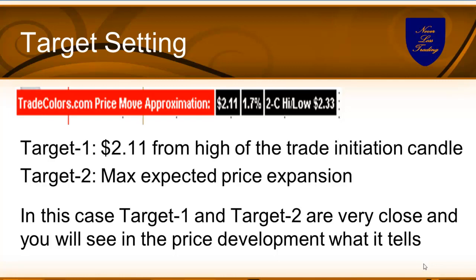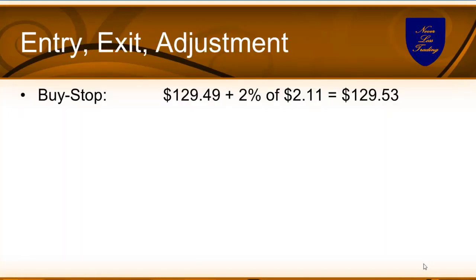So let us put that all together. We want to have our entry condition, we want to have our target, and we want to have a stop level or price adjustment level. So we'll put it all together step by step. Here at that bar, the entry was 129.49, and in our buy stop order, we just don't say that that is the condition. We offer on the buy stop order about 2% of one price approximation of $2.11, that's 4 cents here. That's where we start our buy stop offer, at 129.53.